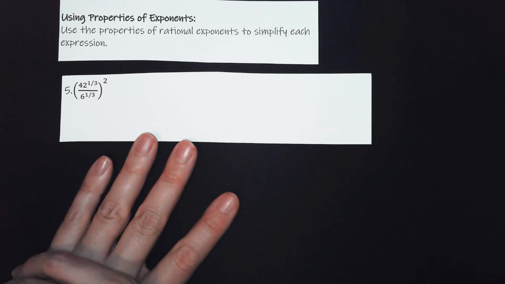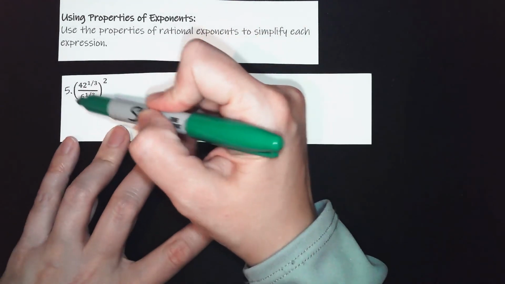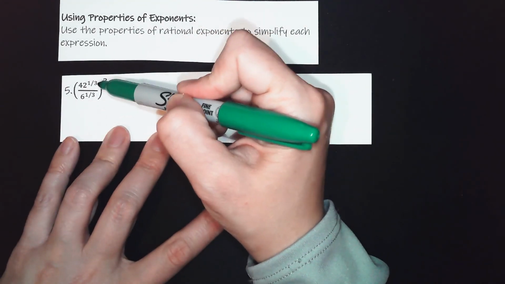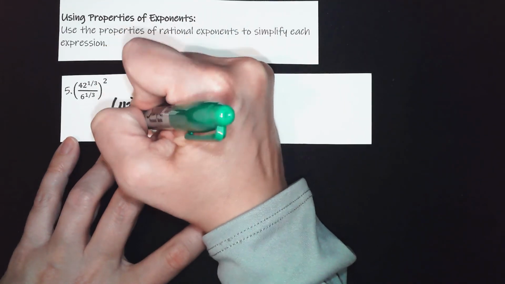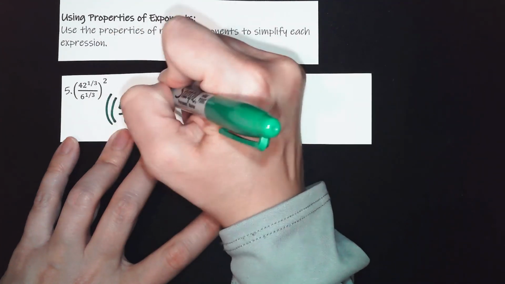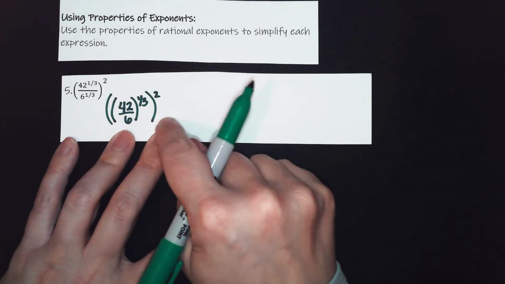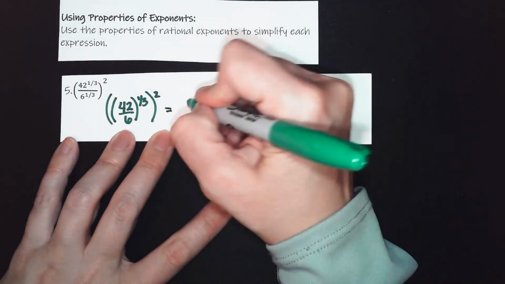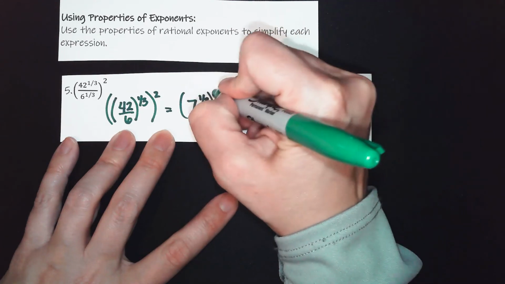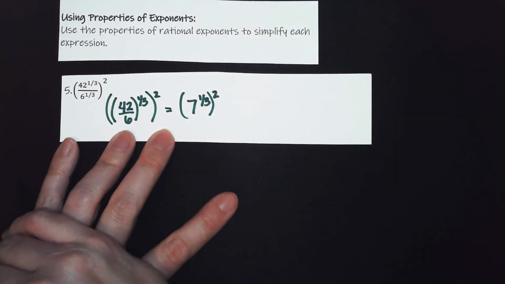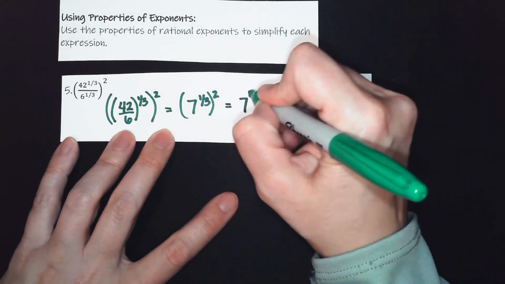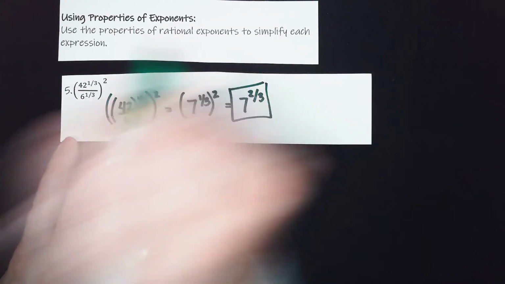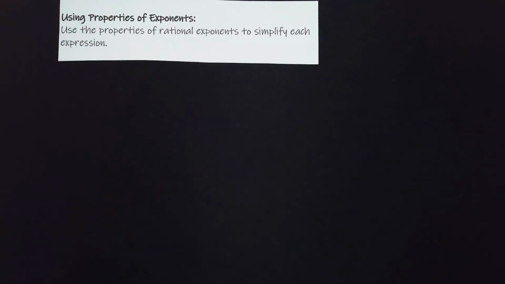Now this one looks like it's got a lot going on. And it has a little bit. So we can simplify the inside here. If you notice, the bases are different, but the powers are the same. So I can have 42 over 6 to the 1/3 power, and it's still being squared. So if we simplify the inside, 42 divided by 6 is 7 to the 1/3 power, and that's still being squared. And now I have the power rule. 1/3 times 2 gives me 7 to the 2/3. And it's simplified. All right, number 6.